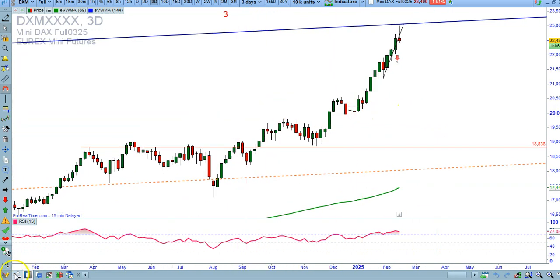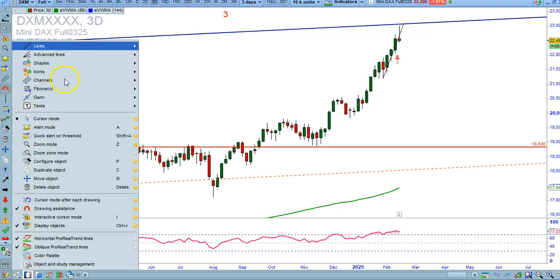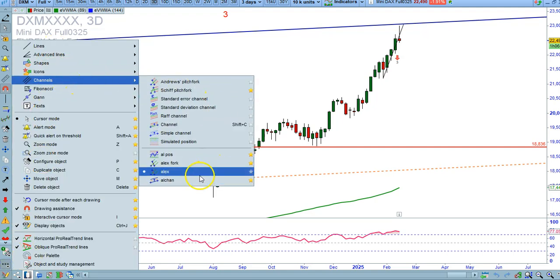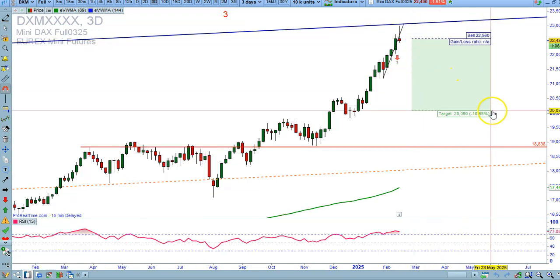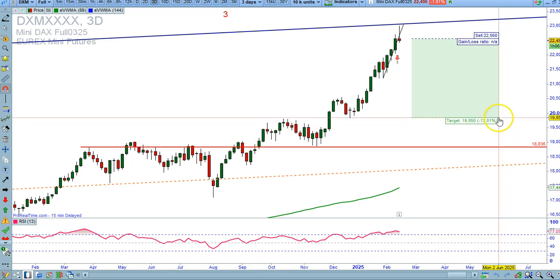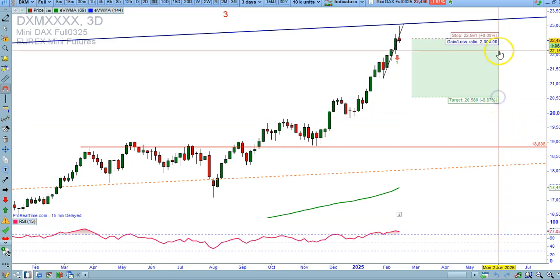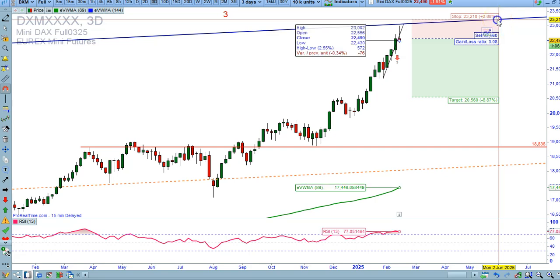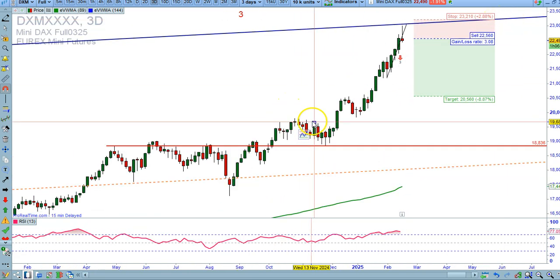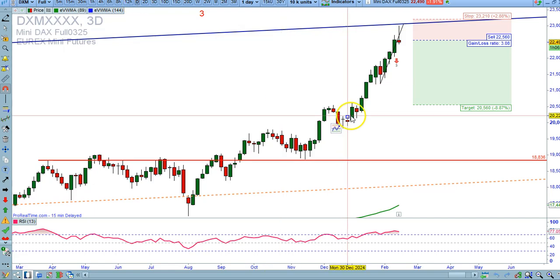with the stop loss just above 23,000, to target much lower, because the target could be here at 20,500. And let me switch to a daily chart.